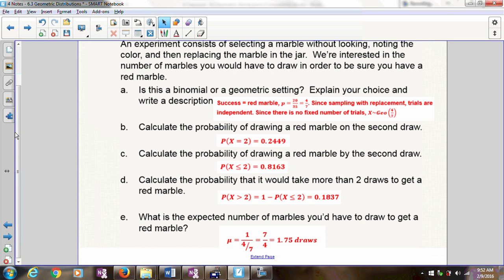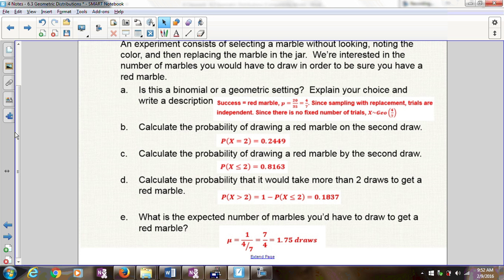That's almost 24, almost 25%. Letter C, we're looking at the probability of drawing a red marble by the second draw. That means that x would be less than or equal to 2, and that's 81.63%. Letter D, we're calculating the probability that it would take no more than 2 draws.